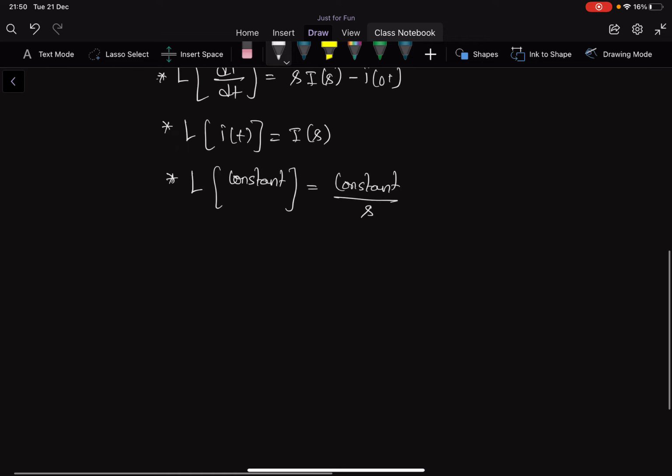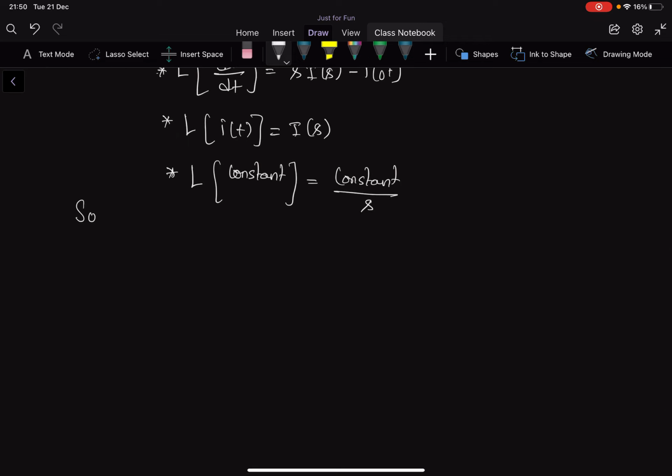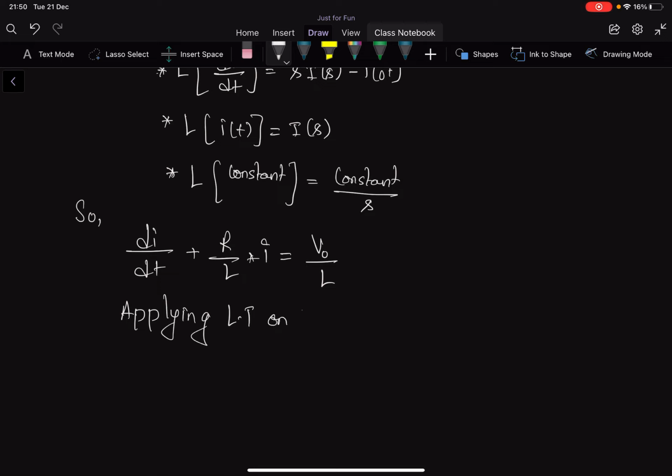using the Laplace transform. So what we're going to do is rewrite that differential equation again, just to make sure that we can see it. So that is our differential equation, equals V naught over L, and then applying the Laplace transform on both sides, we get, let's apply the Laplace transform.